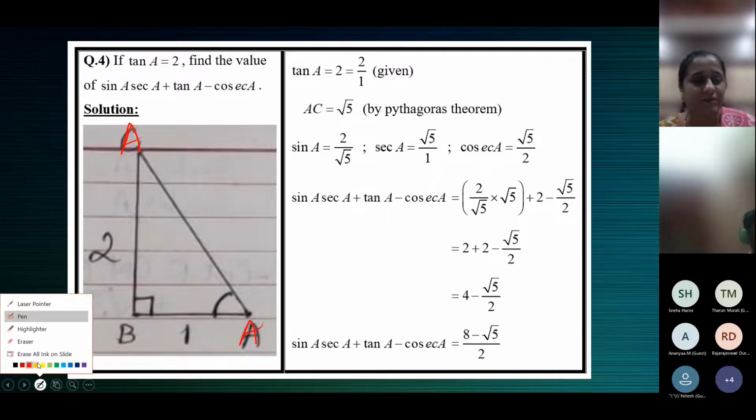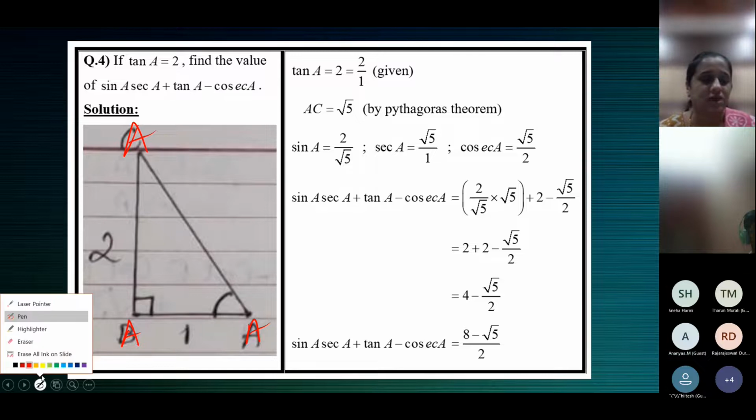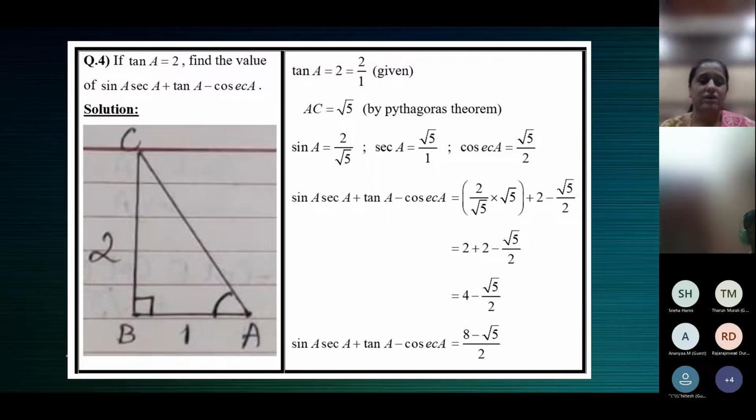So call the triangle ABC. Make sure that A is an acute angle. You can mark A here or here. A should not be the right angle. That's important. So I've taken A here, and I've marked it like this, ABC.